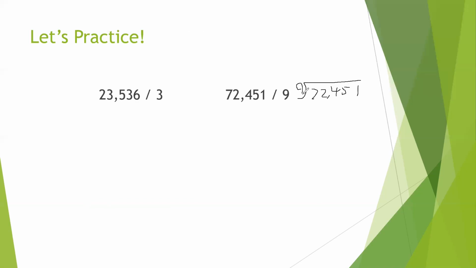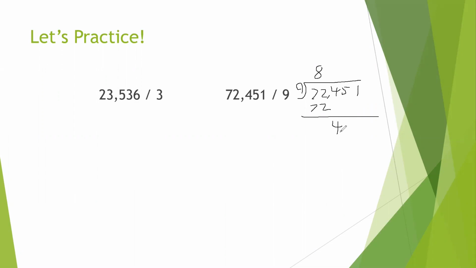72,451 divided by 9. So we know that 7 is not divisible by 9. So what we do here is we move on to 2 and make 7 our tens digit. So we write 9 here. And since 72 is a multiple of 9, we just write 8 actually instead. We write 8, not 9. 72, move on to 4.